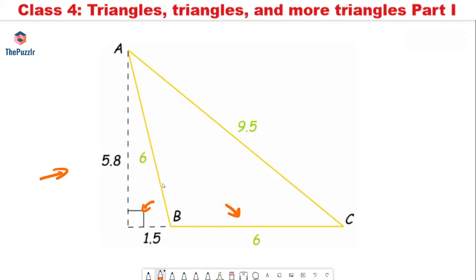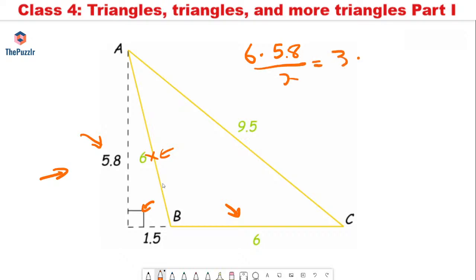Okay, I'm seeing two different answers mainly in the chat, but I'm suspecting a lot of people forgot to divide by 2. Let's see. So we have the base. The base is not 7.5. Don't add up 1.5 plus 6. That's very important. Do not do that. The base is only 6. The height is not this. The height is this, 5.8. So we multiply 6 times 5.8 and we divide by 2.